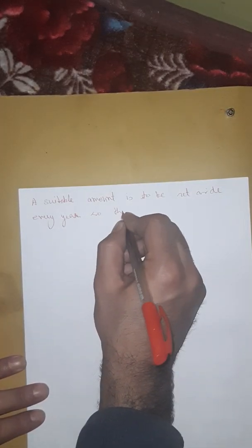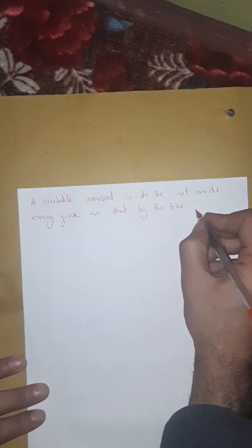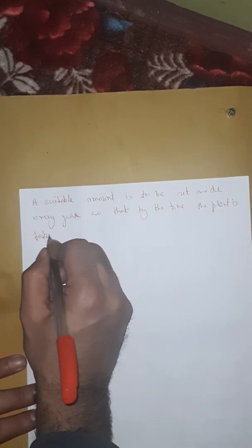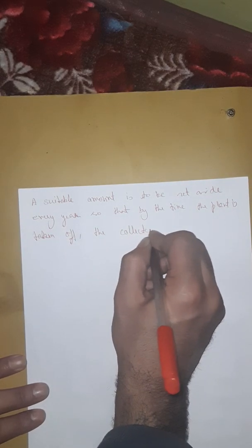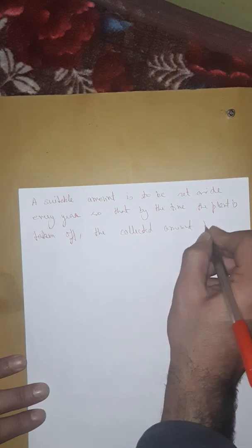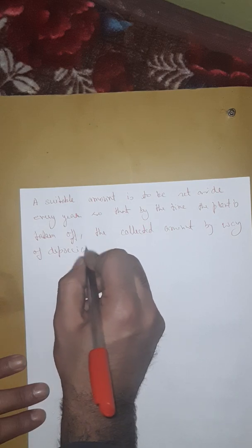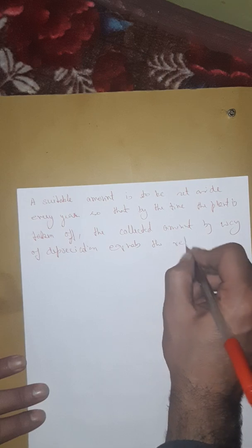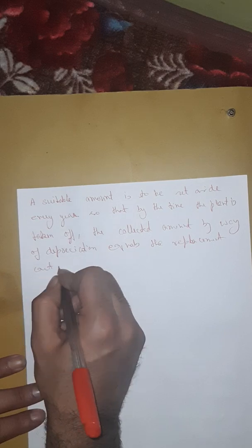A stable amount is to be set aside every year, so that by the time the plant is taken off, the collected amount by way of depreciation equals the replacement cost of the plant.